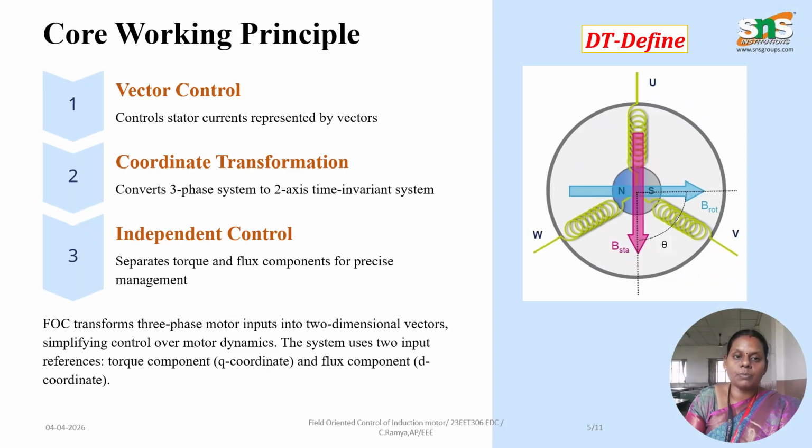The core principle of FOC lies in vector control. Here the stator currents are treated as vectors. Through parameter transformations, a three-phase system is converted into a two-axis system. This allows independent control of torque and flux using Q-axis and D-axis components. By converting these three-phase components into two-axis components, we get a simplification, which also helps us achieve better dynamic performance.